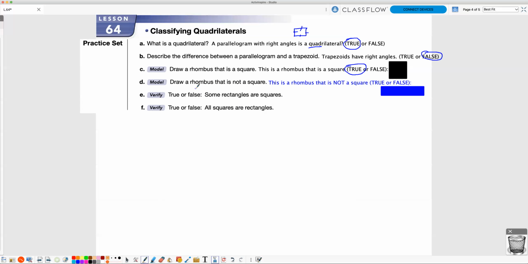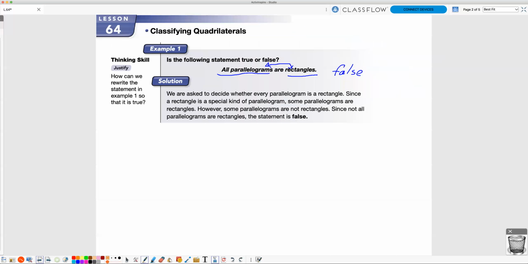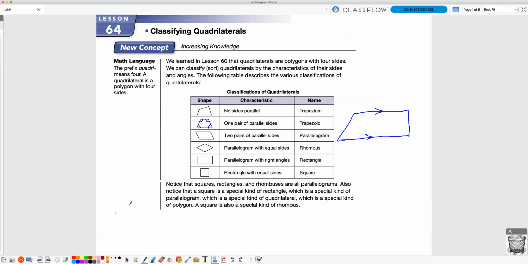Letter D, draw a rhombus that is not a square. This is a rhombus that is not a square. True or false? This would be false because this one is actually considered a rectangle. A rectangle is not a special kind of rhombus.